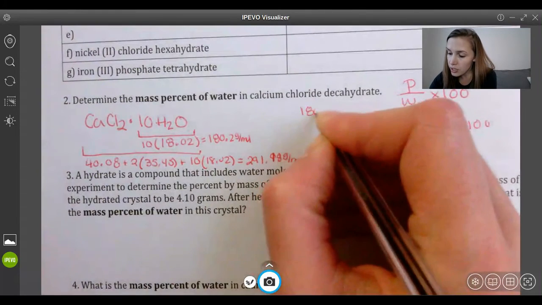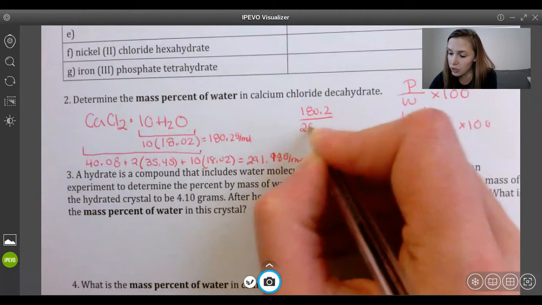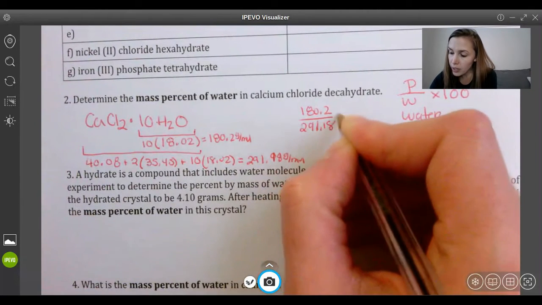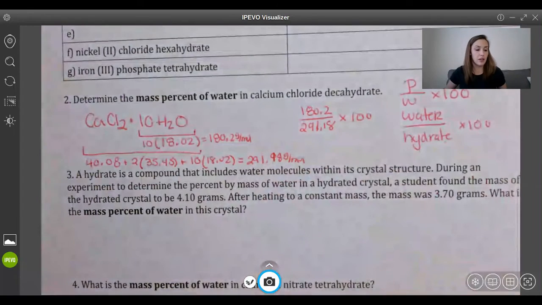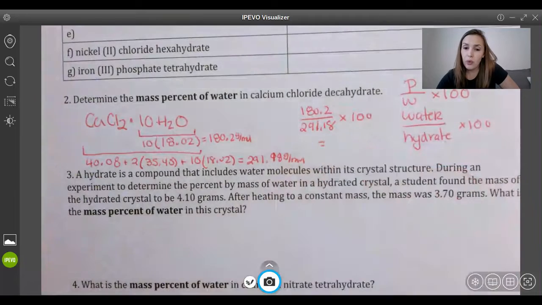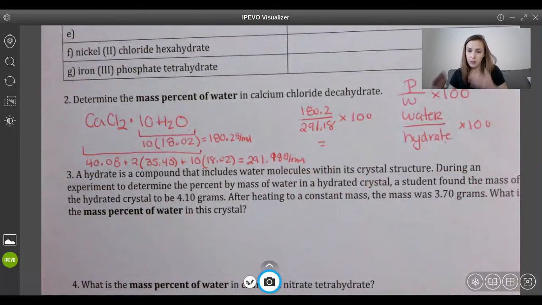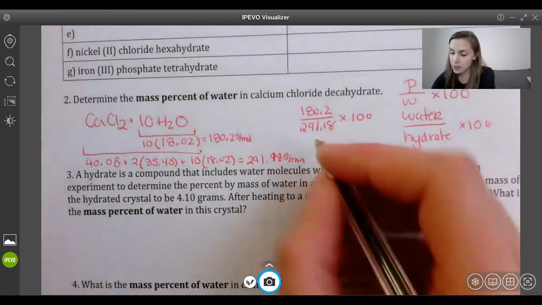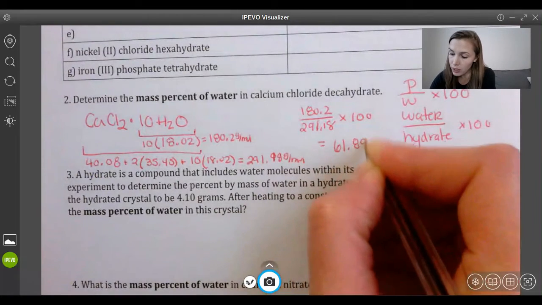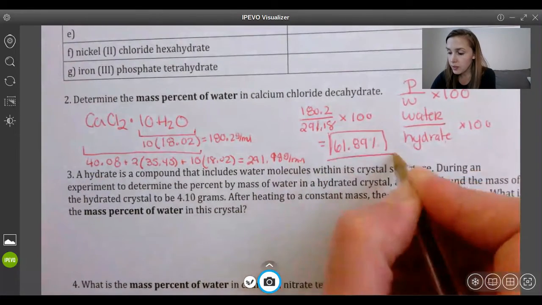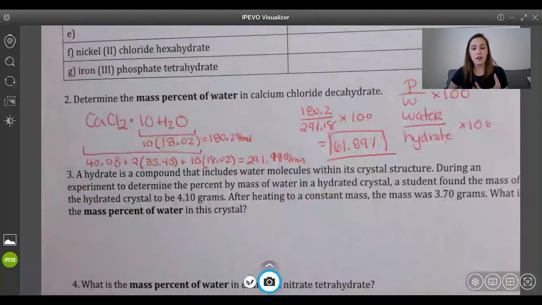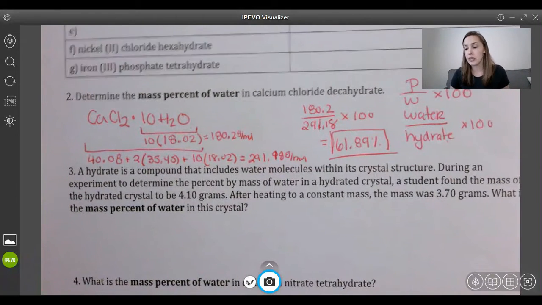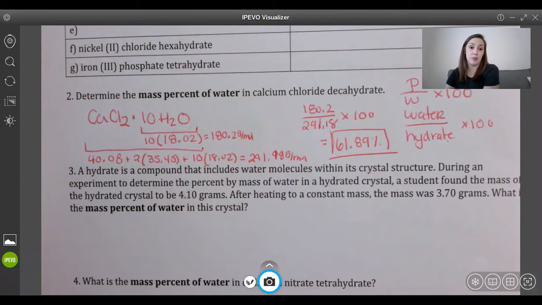So that's going to be 180.2 divided by 291.18. Make sure you remember to show and write down that times 100. And then in this case, because we're doing a percentage, we are going to just go right to the hundredths because of the percentage. So when you divide those and you times it by 100, you get 61.89%. Okay, and that would be the mass of any sample of calcium chloride decahydrate. 61.89% of it should be due to the water. And we can do various procedures in the lab to verify that.